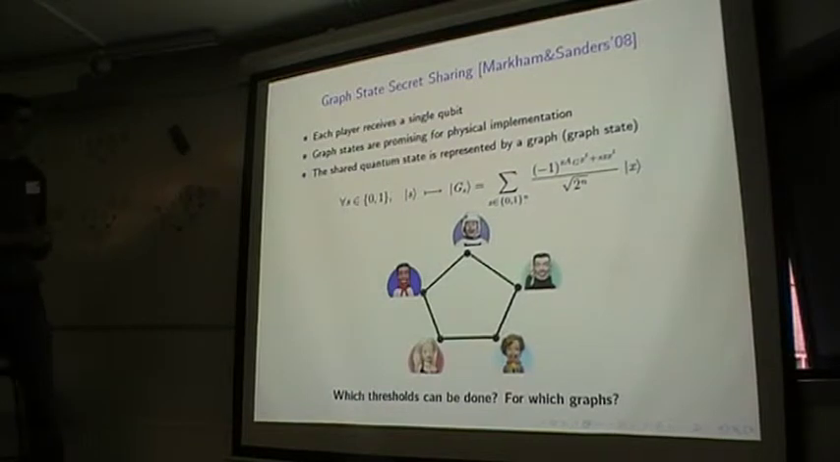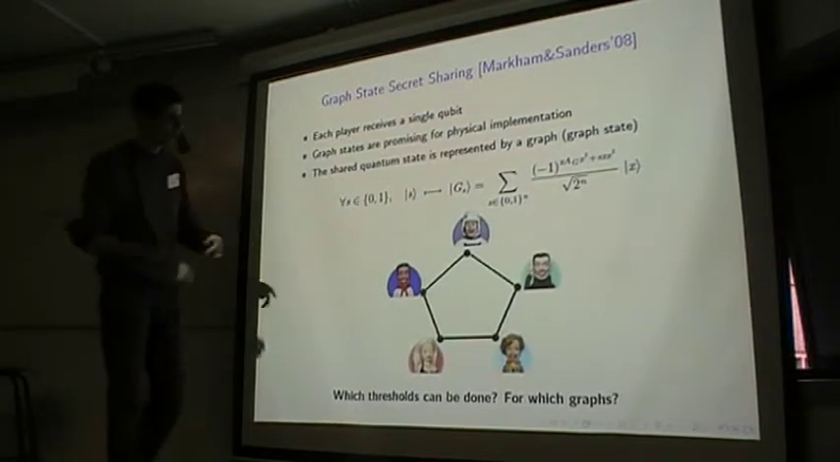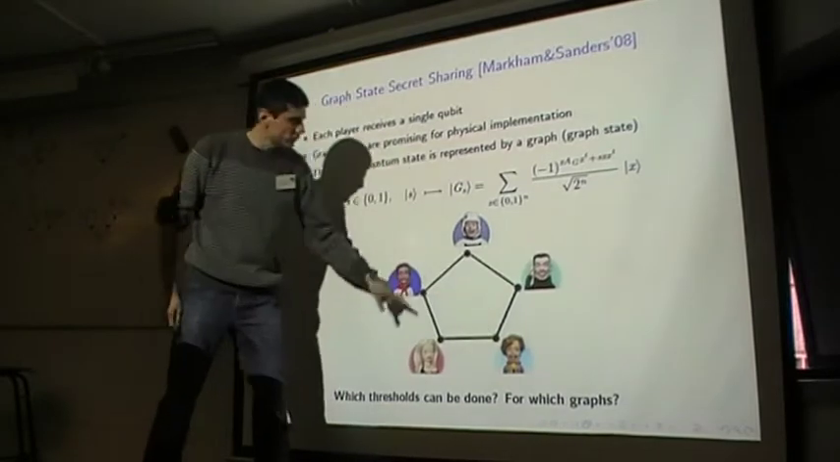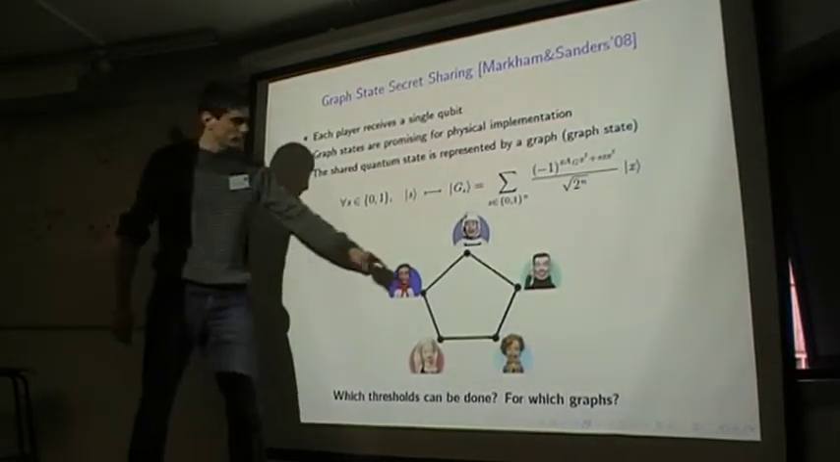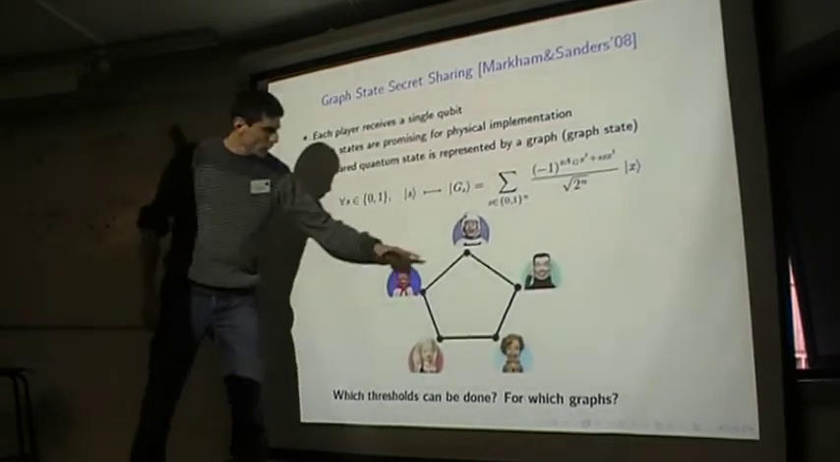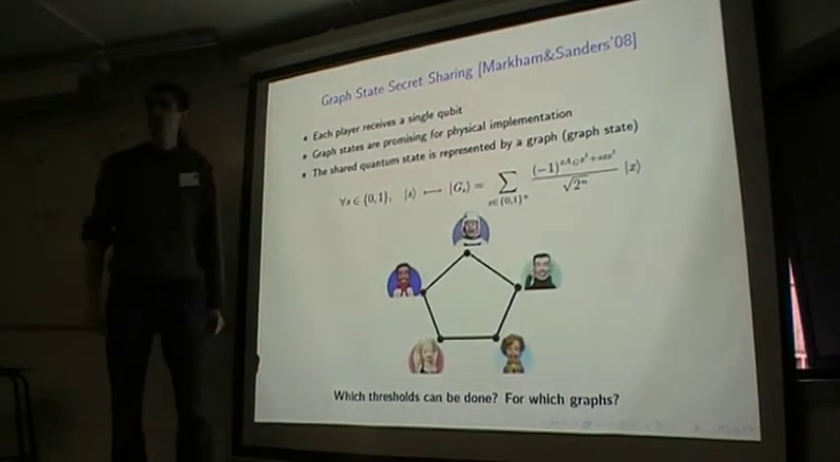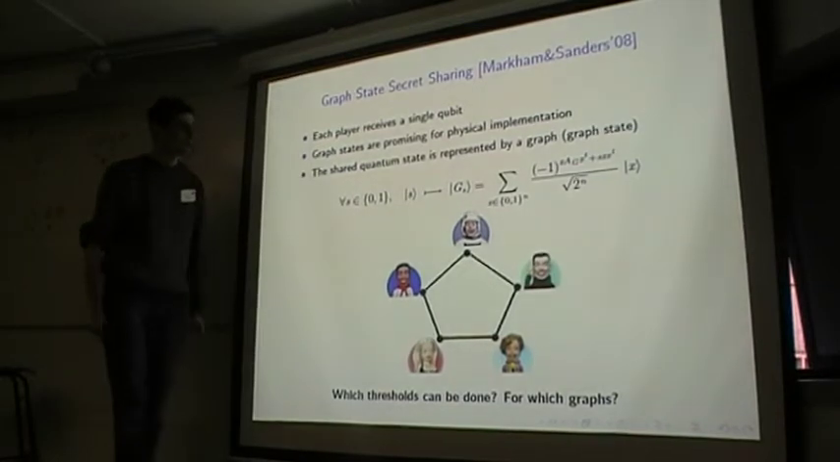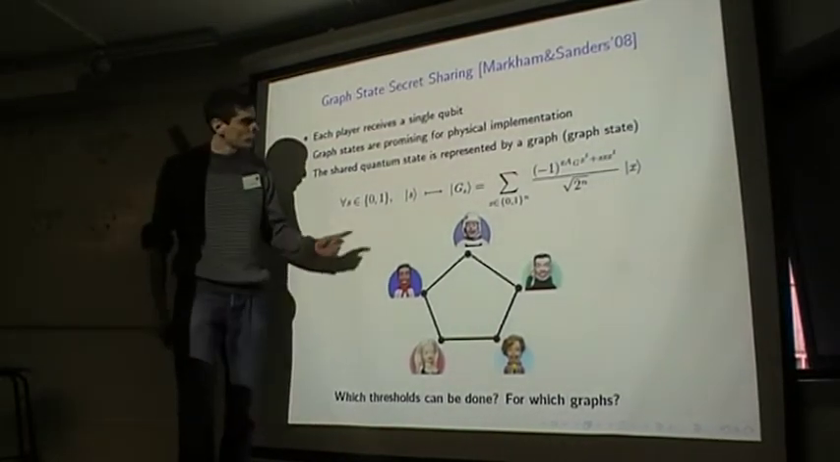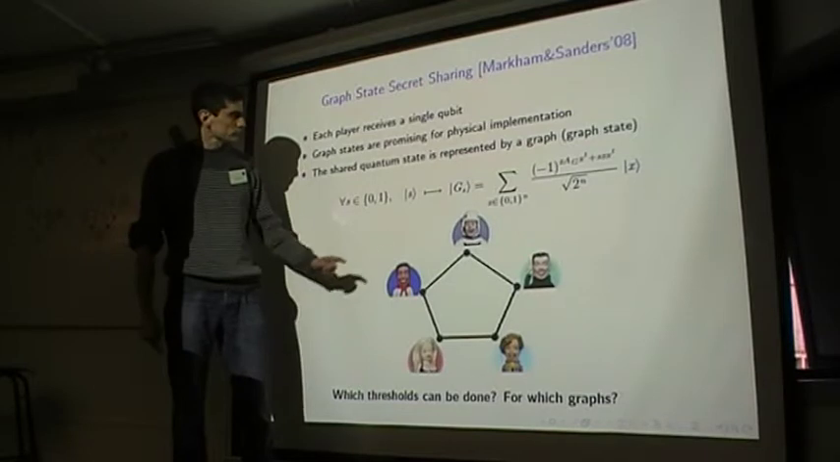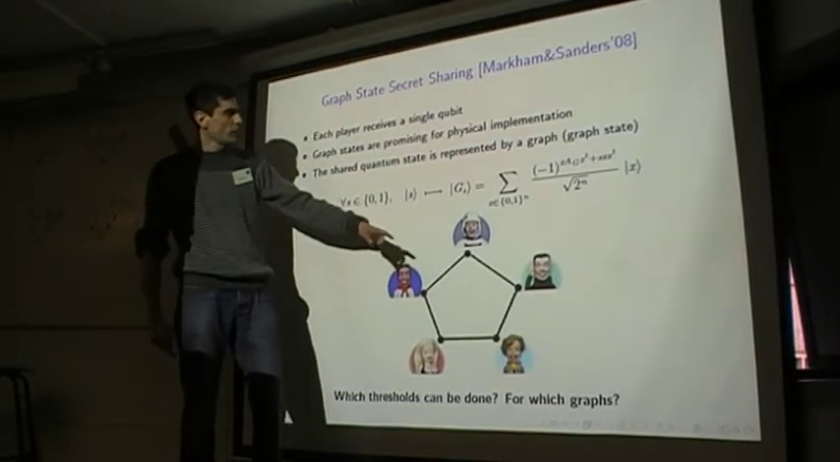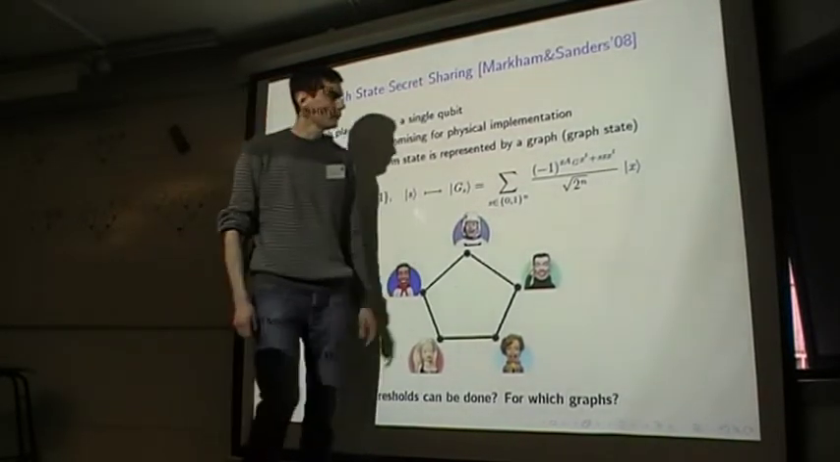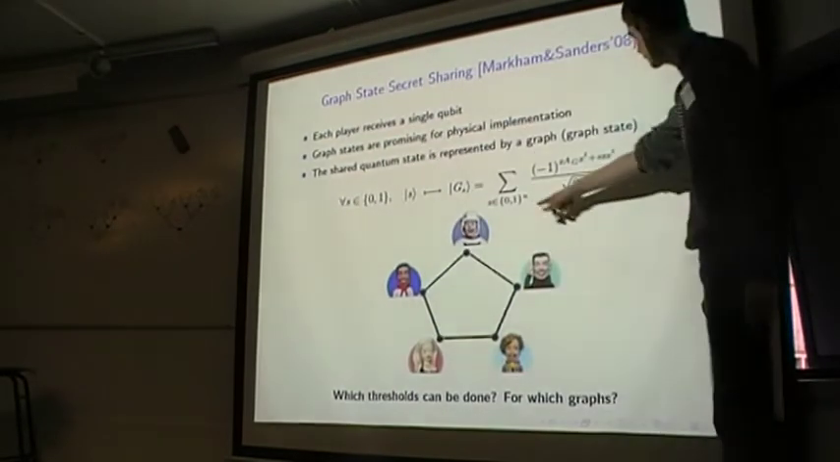And the protocol is as follows. We have a graph which describes the protocol. Here it's a C5, a pentagon. This graph describes the state shared by the players, and each vertex represents a qubit. The secret is encoded as follows. Starting from a secret S, the state shared by the players is this one.